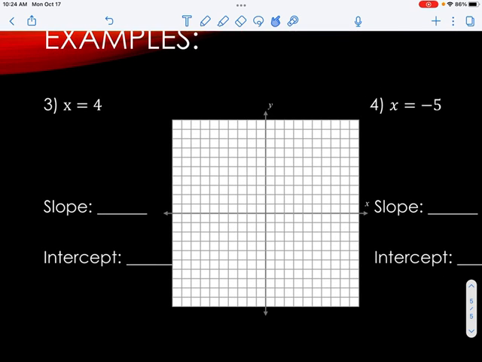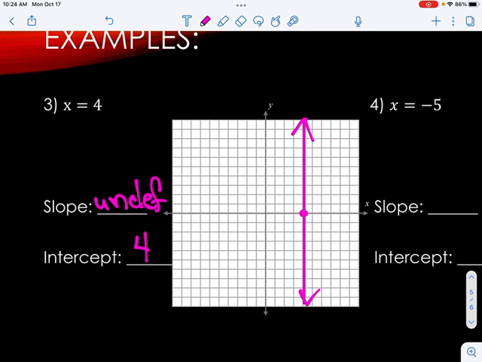Okay, let's try a couple with x equals. So I notice here, x equals 4. There's no y in the problem. So my slope is undefined. And my intercept is 4. So I come over to 4. 1, 2, 3, 4. And I come over onto the x-axis because that is my x-intercept, because it says x equals 4. No matter what I give you for y, the x value is always 4. We draw our vertical line through it, and there is my graph.